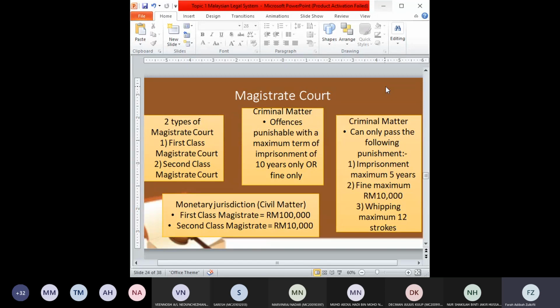But if the subject matter refers to how much you want to claim, if the claim is less than 10,000, it is the second class magistrate court. But if it is less than 100,000, it will be heard in the first class magistrate court.